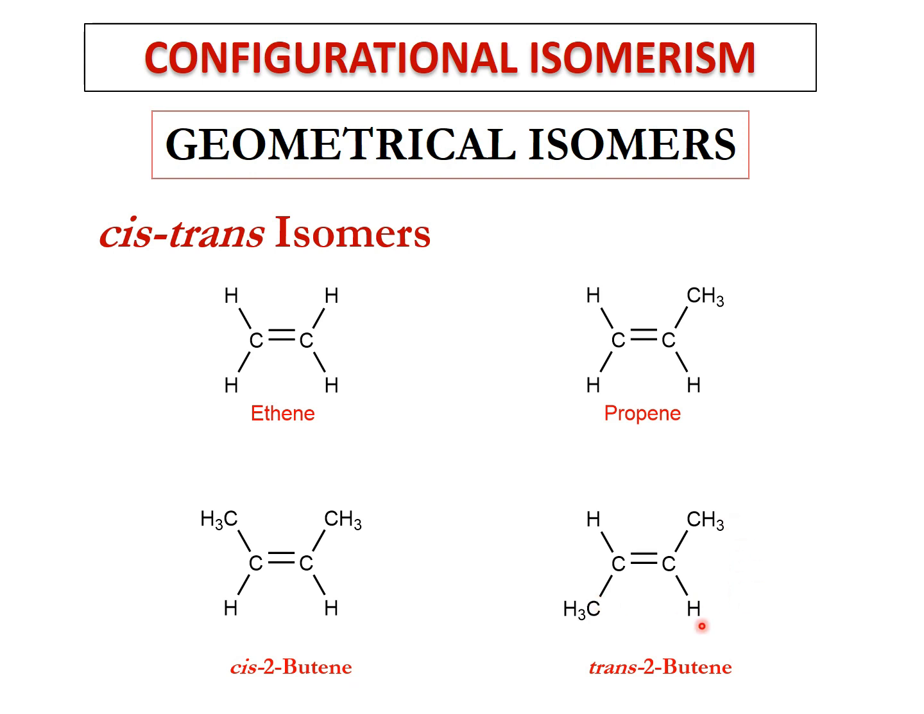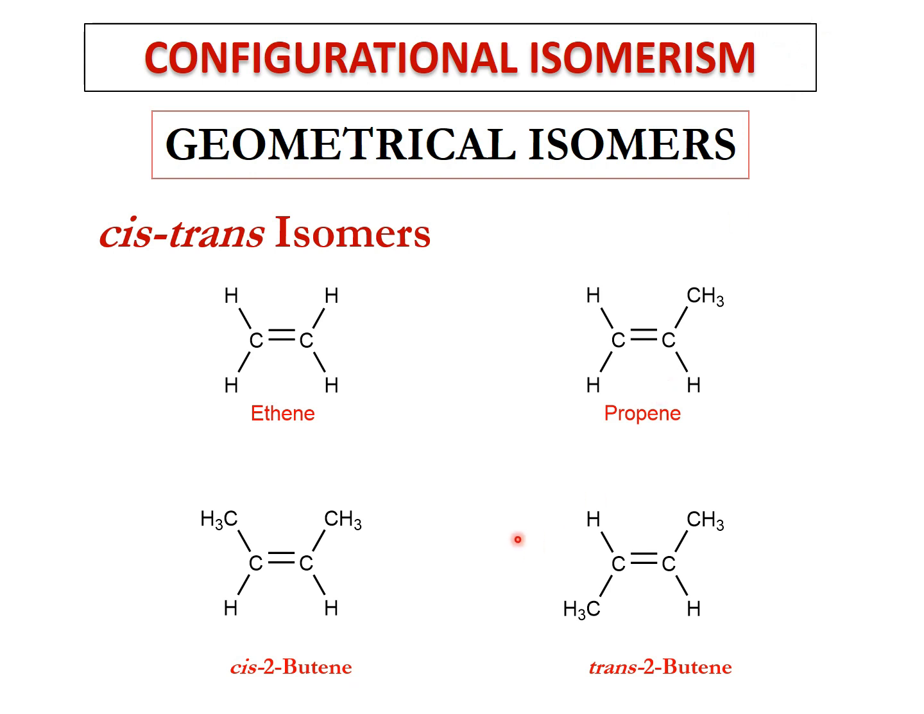So when similar groups are on opposite sides, we say they are trans to each other, and the name of this molecule is trans-2-butene. So this is the trans isomer of 2-butene, and this one is the cis isomer of 2-butene. Cis and trans isomers can also be present in cyclic molecules, which I have discussed in another video. You can find the link here.